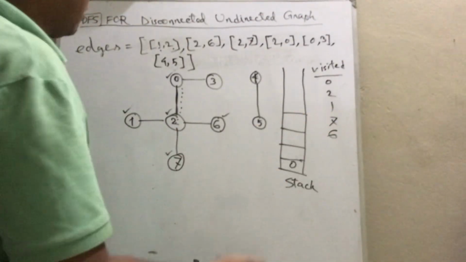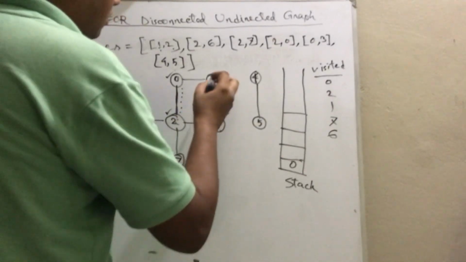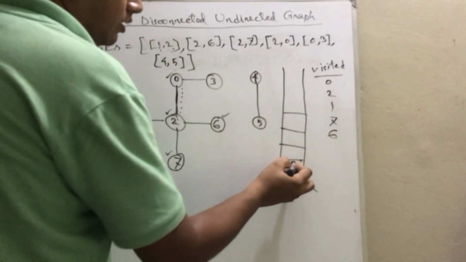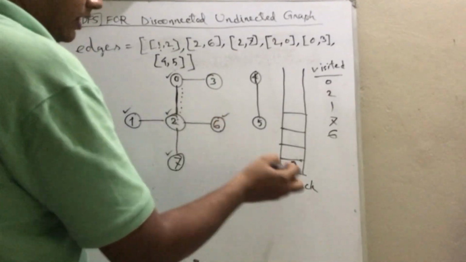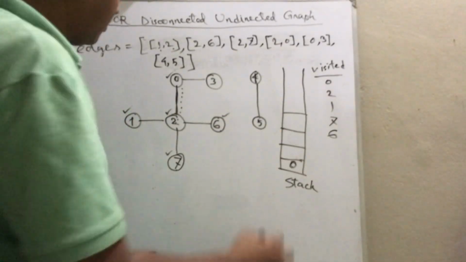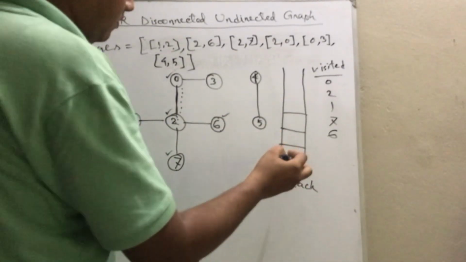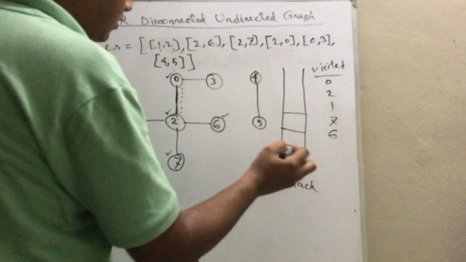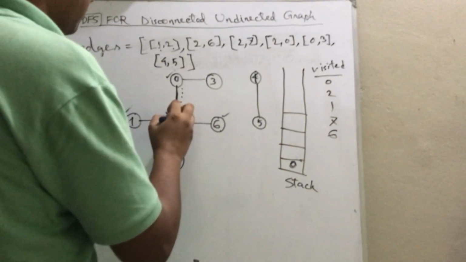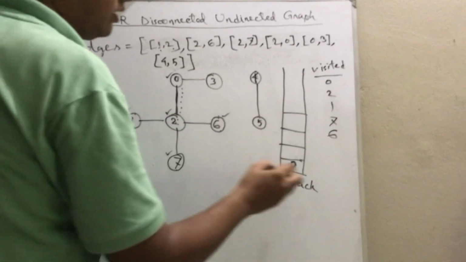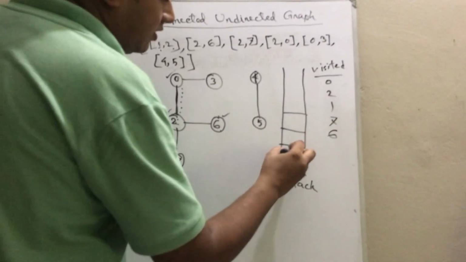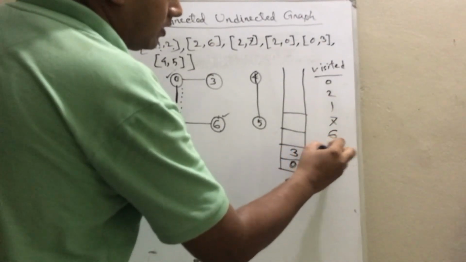Done. Now who is at the top of the stack? 0. Who is the neighbor of 0? We are talking about adjacent neighbors. Who are the adjacent neighbors of 0? 1, 2, 6, but they are already visited. 3 is not visited, so add 3 to the stack and add 3 to the visited list.